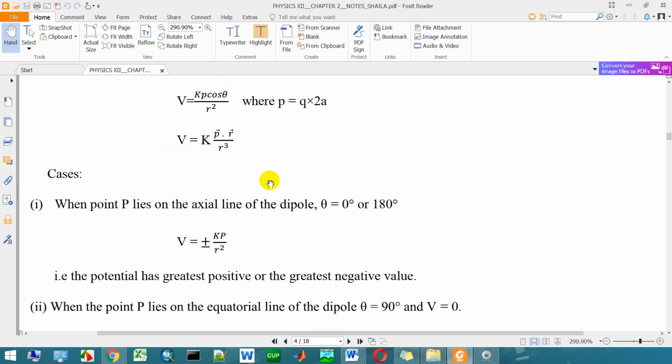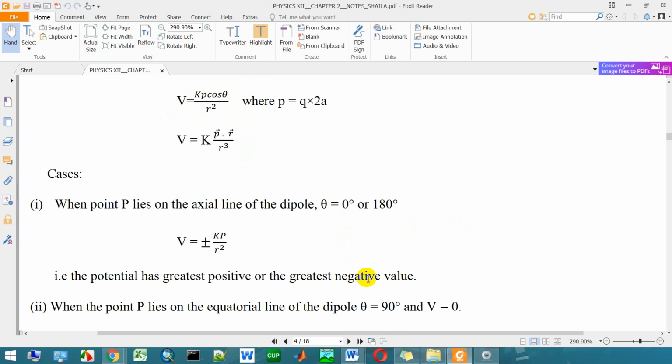See the difference. In the second question, the potential at a point due to a source charge was kq upon r, simply r in the denominator. And due to a dipole, it is kp cos theta upon r square. So V is inversely proportional to r square in the case of a dipole.